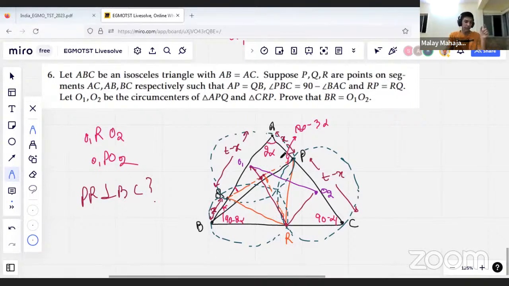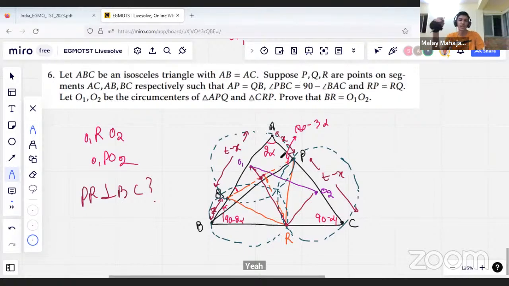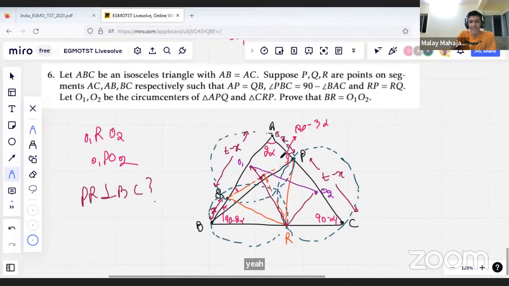So if we add O as the center of ABC, you have OP. Wait, APOQ is cyclic. Yeah, it is cyclic, because if O is the center of ABC, then OP is OQ by power of a point at P and Q. And OP bisects QAP, so O lies on the circle QAP. So APOQ is cyclic.